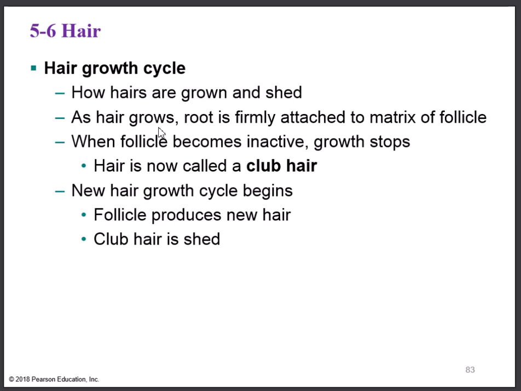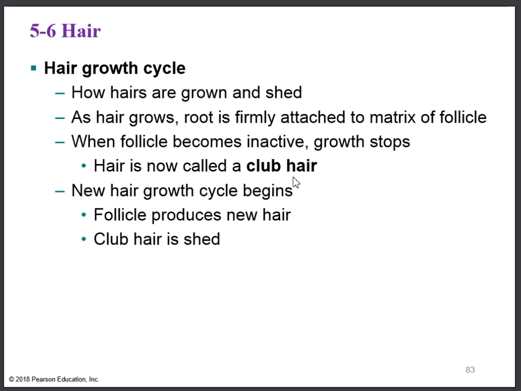As hair grows, the root is firmly attached to the matrix of the follicle. Again, remember the matrix is the stem cells that are continually making hair. So as the matrix produces new cells, it pushes the hair up and makes our hair grow longer. And that's why we have to get our hair cut. But at some point, the follicle is going to become inactive and it stops growing.